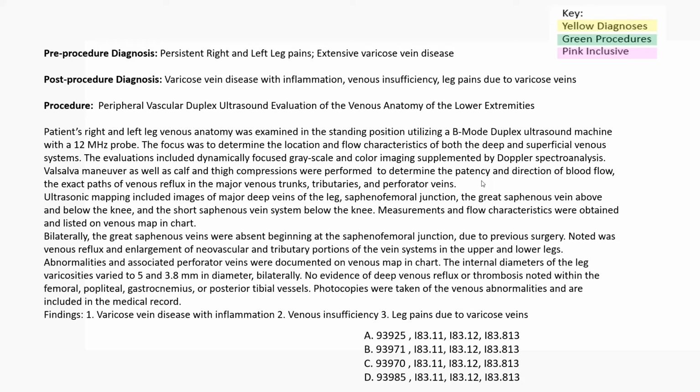Bilaterally, no evidence of deep venous reflux or thrombosis noted within the femoral, popliteal, gastrocnemius, or posterior tibial vessels. Photocopies were taken of the venous abnormalities and are included in the medical record. Findings: 1. Varicose vein disease with inflammation. 2. Venous insufficiency. And 3. Leg pains due to varicose veins. Coders, here the time starts now.